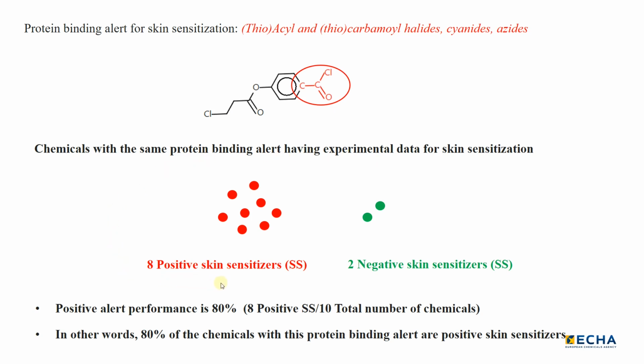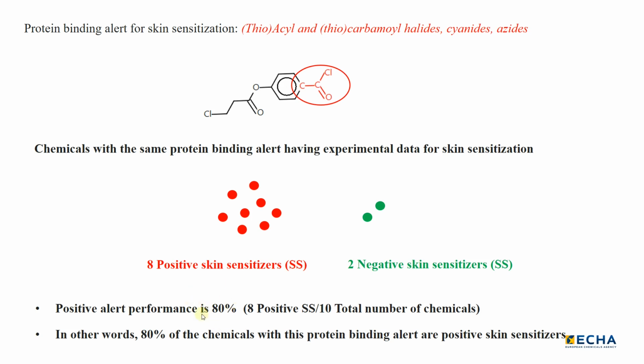Alert performance can be calculated only if the target endpoint has been defined in advance. It is applicable to endpoints for which the experimental data can be converted into qualitative or potency categories, such as positive versus negative or strong versus weak and non-sensitizer.